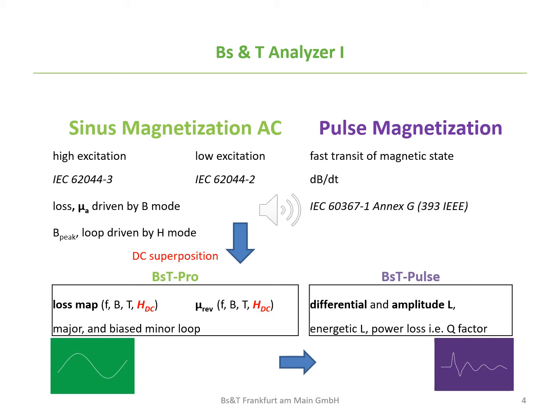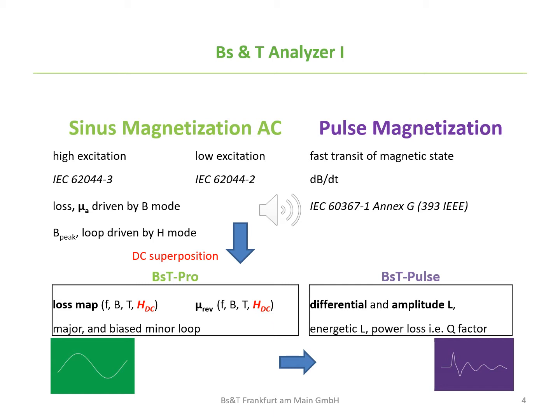In this slide, we see two columns. On the left side, labeled with green color, it is about characterization of ferrite materials and ferrite cores in the sinusoidal magnetization mode. This is further divided into two subdomains. One is related to the low excitation, governed by the IEC 62044-2, mainly performed by bridge, small signal, some single digit of volt or ampere.